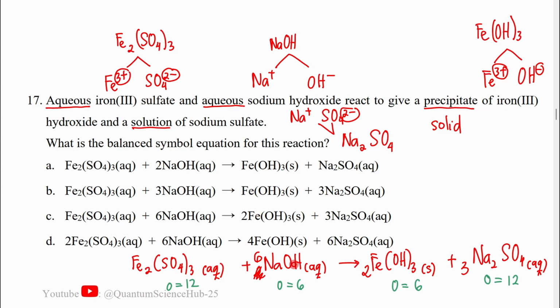Now, check hydrogen. So hydrogen here is 6, right? 6 hydrogen. And hydrogen here is H3 times 2, also 6. Fe2, 2Fe. SO4 3 times. And Na 2 times 3 is 6, and 6 Na in here. So, the coefficient here is 1, 6, 2, 3. So the correct answer here is C.